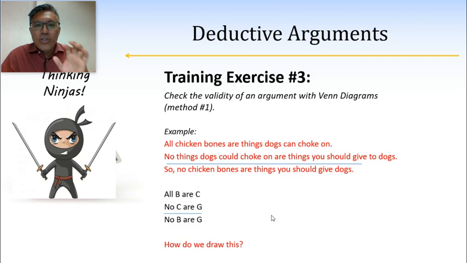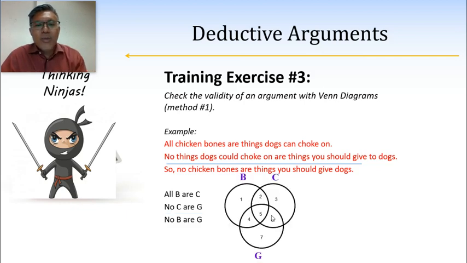Just like before, it'll look like three interlocking circles, same shape. Our same three sections. We have 1, 2, 3, 4, 5, 6, 7. Let's take a look at our first premise. All B are C. So all B's are C's means that 2 and 5 exist, right? All the B's have to be C's. There are no 1s and 4s. Those groups don't exist because those are outside of the C circle.